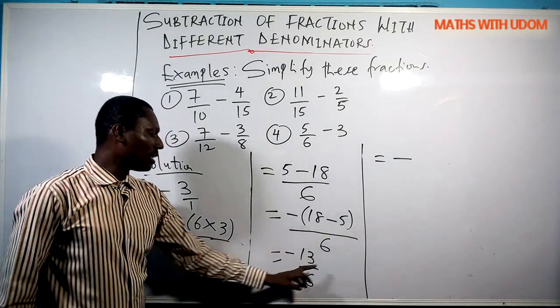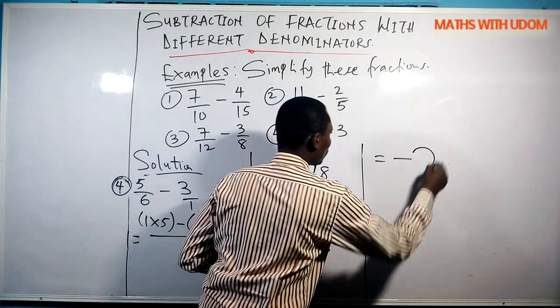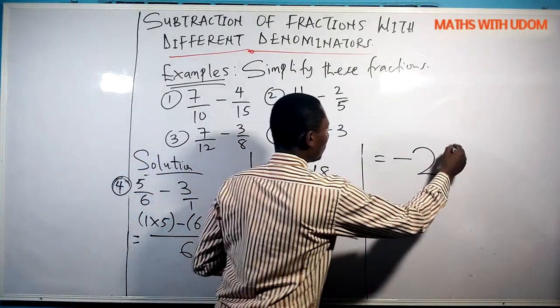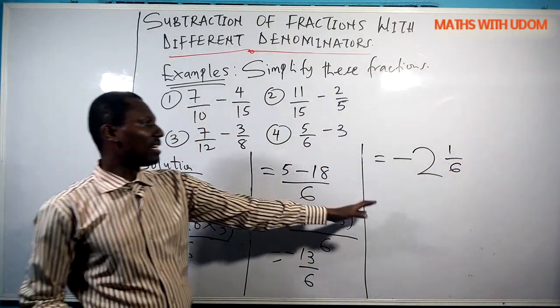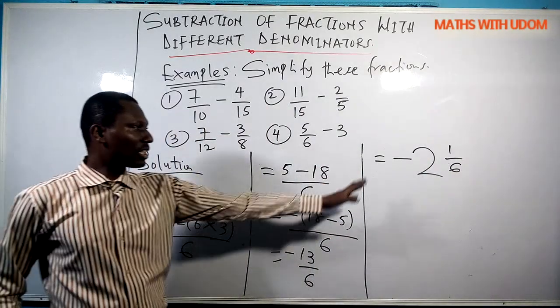How many 6 can go in 13? 2, because 6 times 2 is 12. So write 2. Remember the remainder, 1, divided by 6. Okay, so that's our final answer. It's a mixed fraction with a negative sign. Okay, so it's a special case.